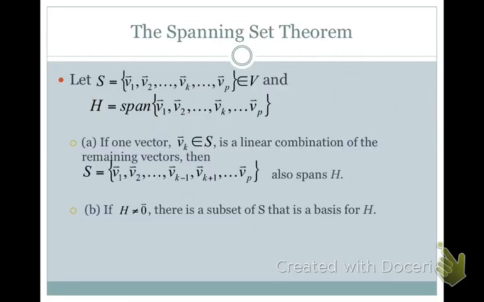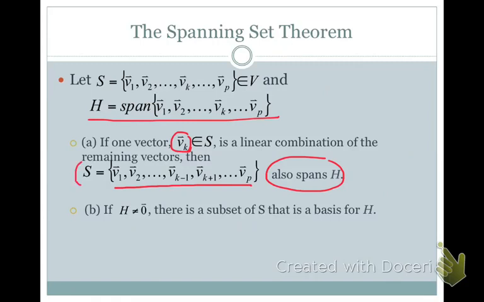Well, what we do is we use the spanning set theorem. And the theorem says the following. It says that if I have a set of vectors that spans a subspace H, okay, so this set of vectors spans H. If one vector, let's say the kth one, can be written as a linear combination of the remaining vectors, then if I take that vector out, so I'm taking out the one that can be written as a linear combination of the set, then the new set, which we're calling S, also spans H.